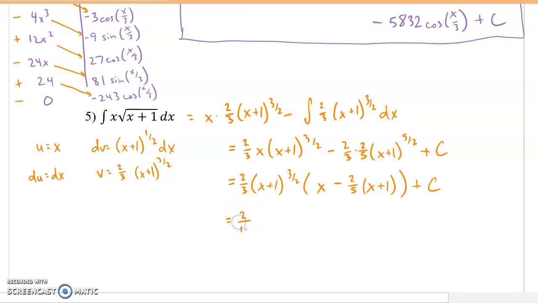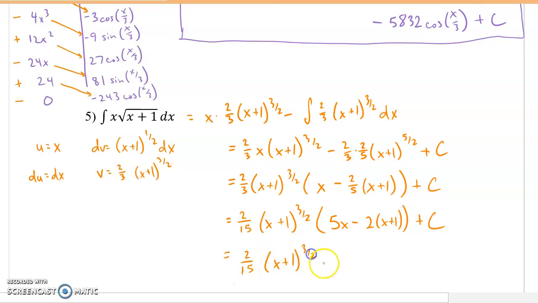2/3 times 1/5 is 2/15. So we're going to divide everything inside this parentheses by 1/5. In other words, multiply by 5. So this is going to be 5x minus 2 times x plus 1. Now I'll just take it one step further and distribute and combine like terms. So 5x minus 2x is 3x, and negative 2 times 1 is negative 2. And that is your final answer. This is what I would put as the answer choice in a multiple choice question like this.